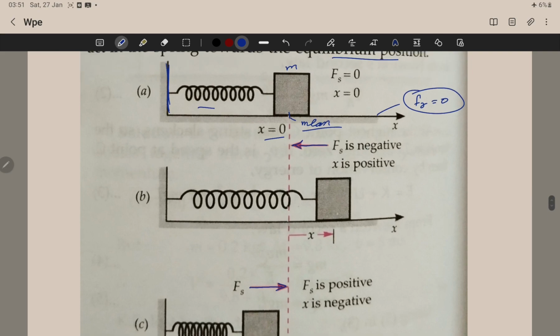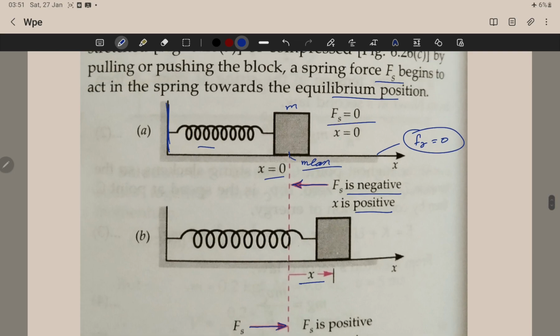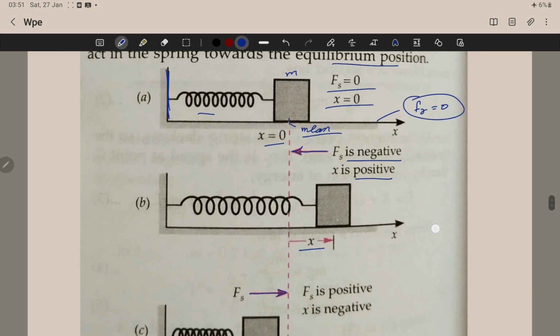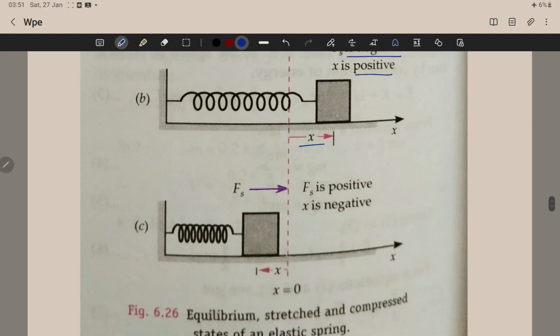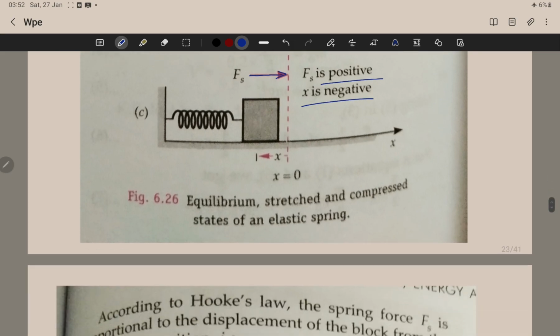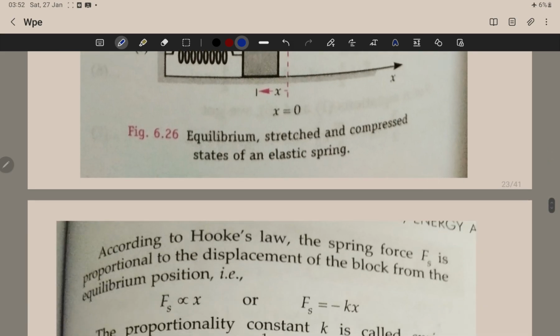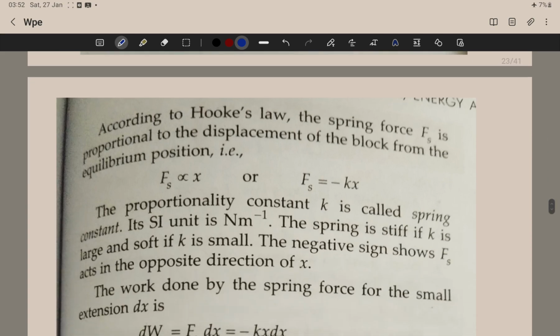So we take the sign convention that x is positive because it is in the positive x direction, and Fs is in the negative x direction, so it is negative. Here both are zero. There is no spring force and displacement is also zero at the equilibrium position. And here the direction of force is positive whereas the displacement is negative. So these are the equilibrium, stretched and compressed states of an elastic spring.